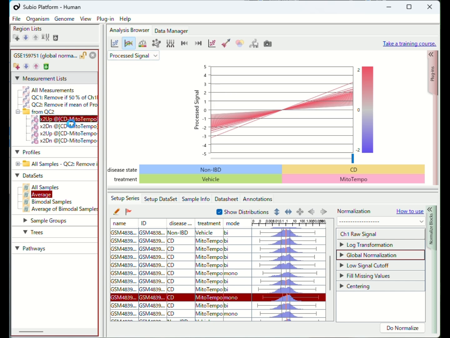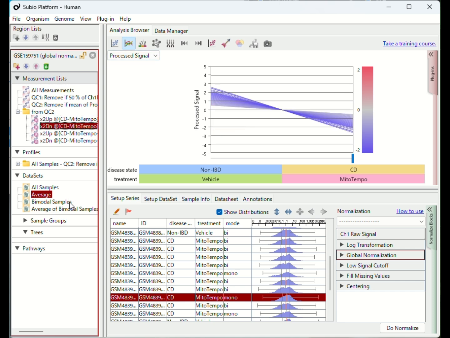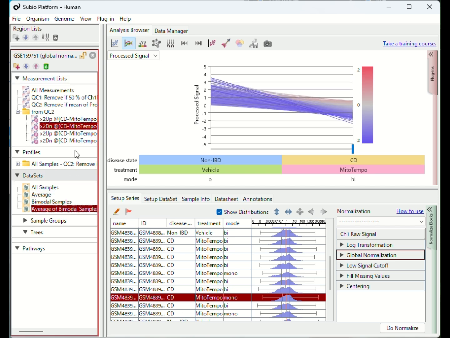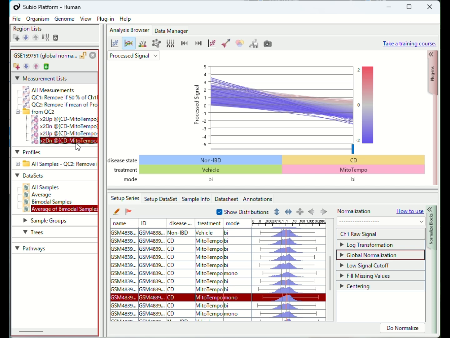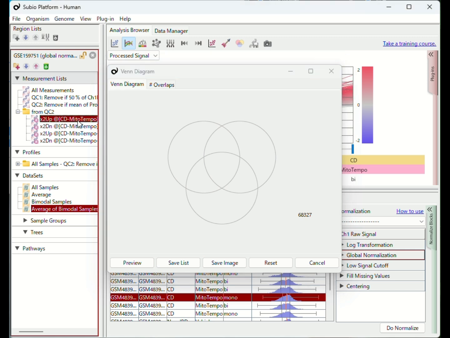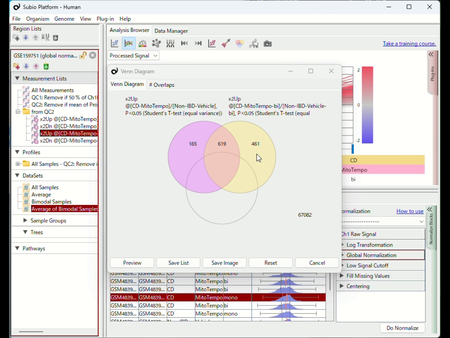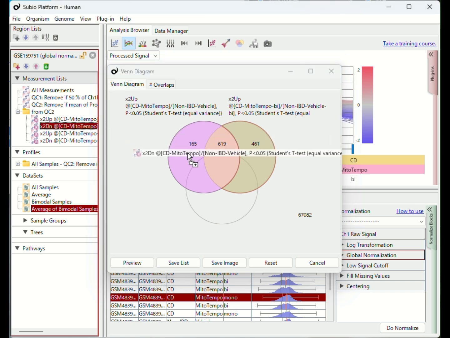We have lists of differentially expressed genes between the CD and control groups using all samples and only bimodal samples. If you compare the up-regulated genes in the CD group, you can get more candidates by using only bimodal samples. The number of down-regulated genes is almost the same. Anyway, you see that removing noisy samples can bring more opportunities for discovery.